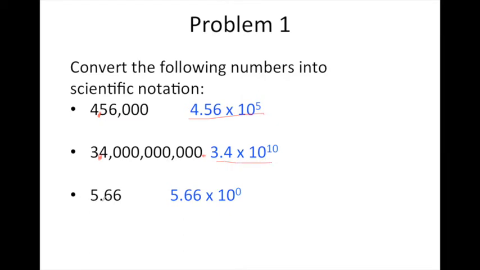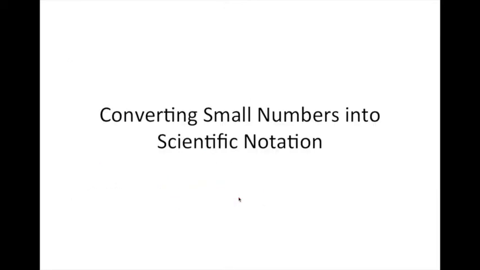And this one's a little tricky. The decimal is already where it needs to be, so we don't move it. In that case, if you come across one like that, we would say 5.66 times 10 to the 0, because we're not moving the decimal point any spaces.